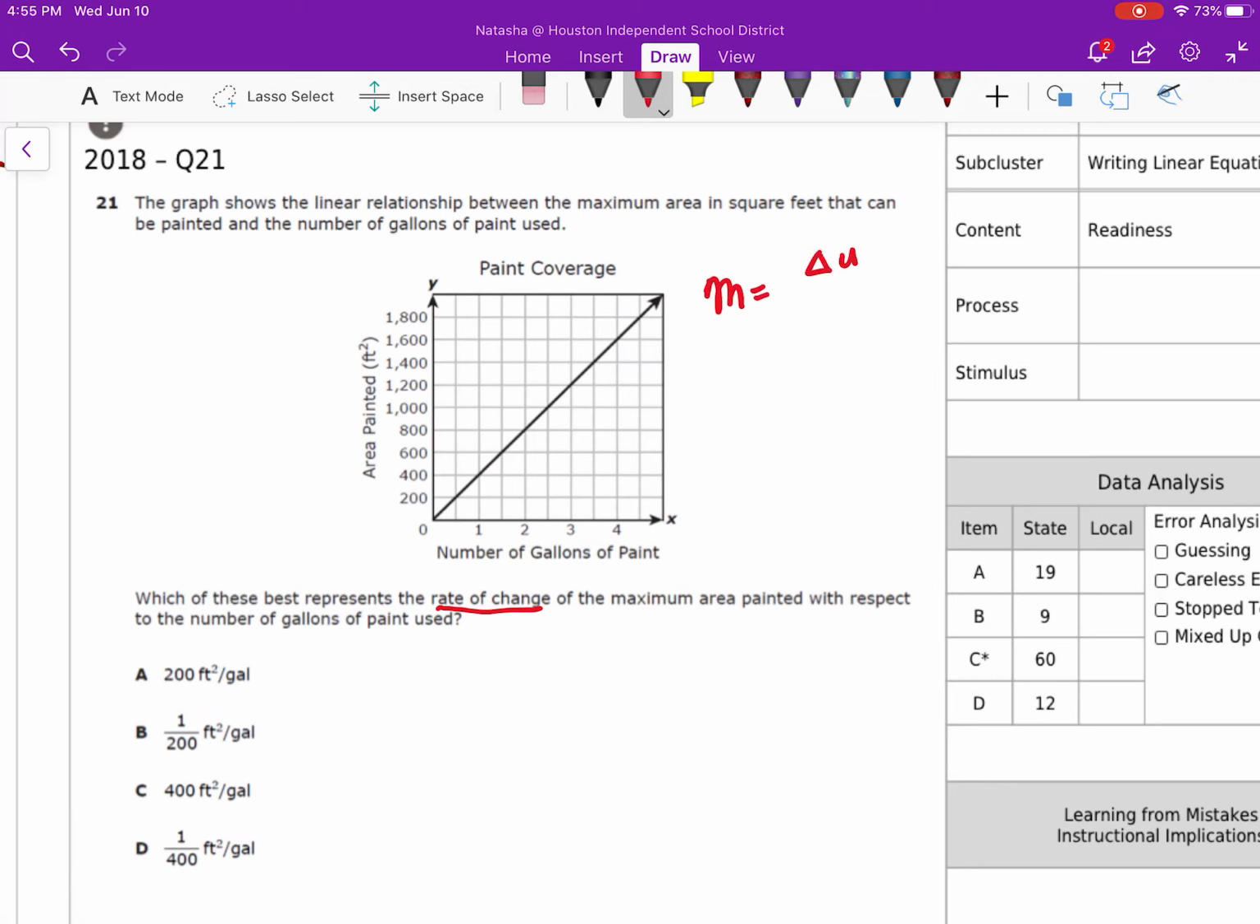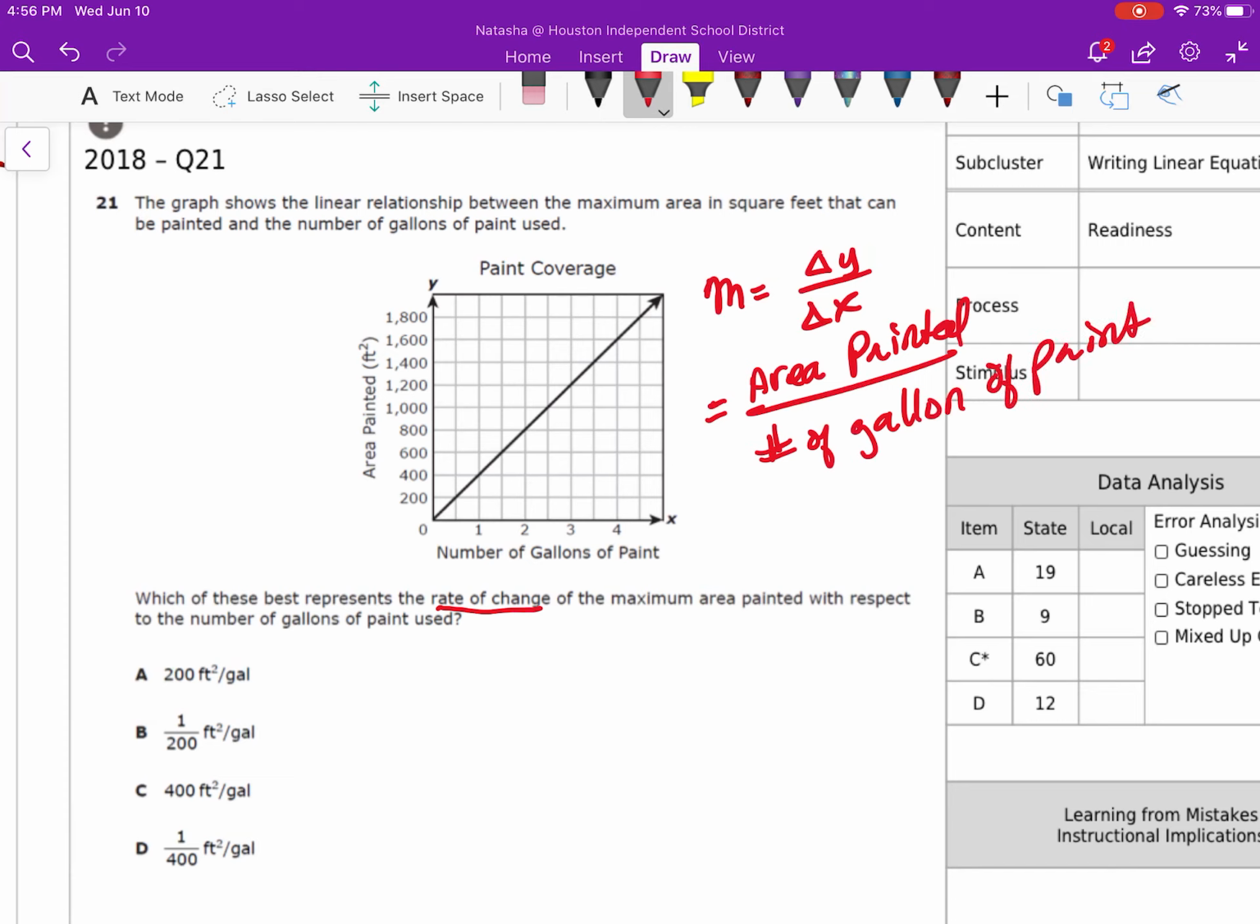Now, remember, the slope is equal to the change in y over the change in x. So we're looking at the area painted over the number of gallons of paint. Again, I can pick 2 points here. Technically you have 0, 0. So you're rising 200, so your slope is a rise of 200. But be careful, your run here is not 1. Your run here is half of that.